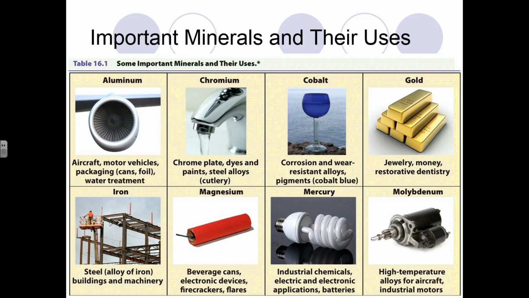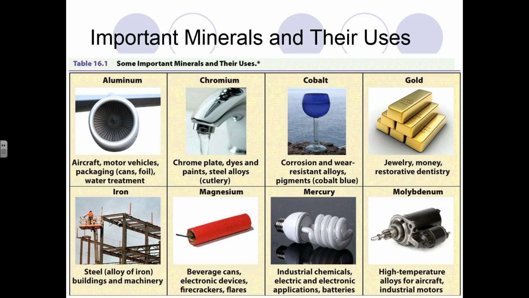Cobalt, you can see the next one, you can see that blue glass there, it has a blue pigment. So if you see glass that has a blue pigment, many times cobalt is used. Gold, so obviously we know about gold, you probably think jewelry is the first thing. Maybe you've heard of gold trading, that people buy and sell gold on some of those commercials. Gold can be used in our teeth. And iron many times is used to make steel. So it's an alloy of iron, and obviously steel is really important in construction and building.